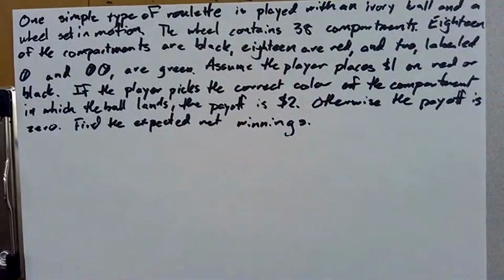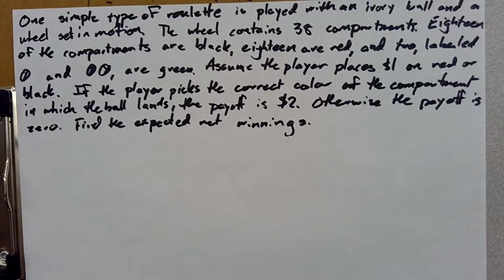One simple type of roulette is played with an ivory ball and a wheel set in motion. The wheel contains 38 compartments. 18 of the compartments are black, 18 are red, and 2 labeled 0 and 00 are green. Assume the player places $1 on red or black. If the player picks the correct color of the compartment in which the ball lands, the payoff is $2. Otherwise, the payoff is 0. Find the expected net winnings.